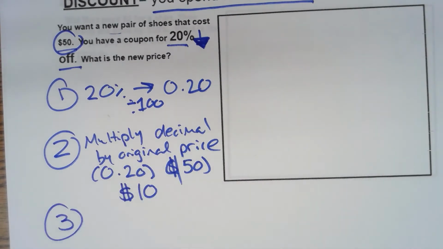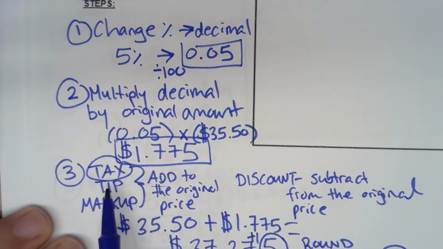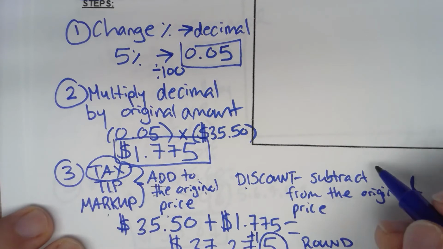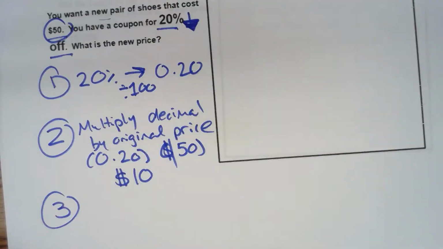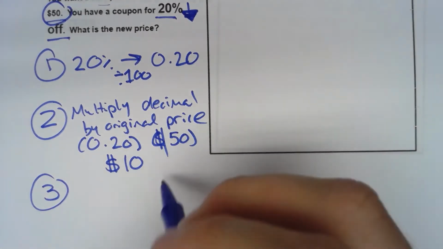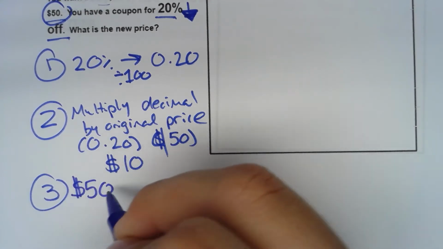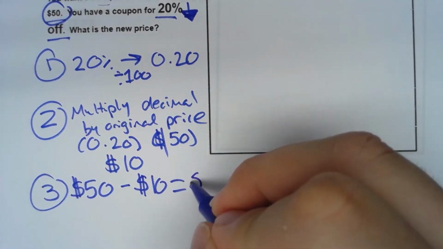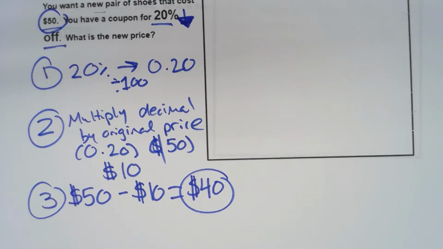Step 3 is where it's going to be different. Remember, when we did tax, tip, or markup, we add to the original price. When we do discount, we have to subtract from the original price, because discount means the price goes down. So here you need to do the original price, $50, minus the $10. So the new cost is going to be $40 for the pair of shoes.